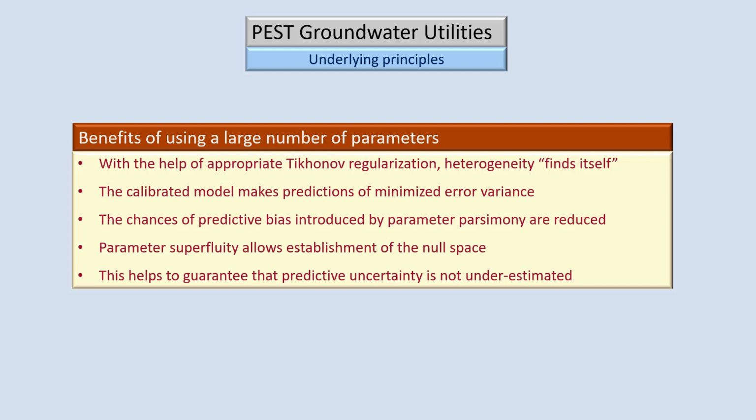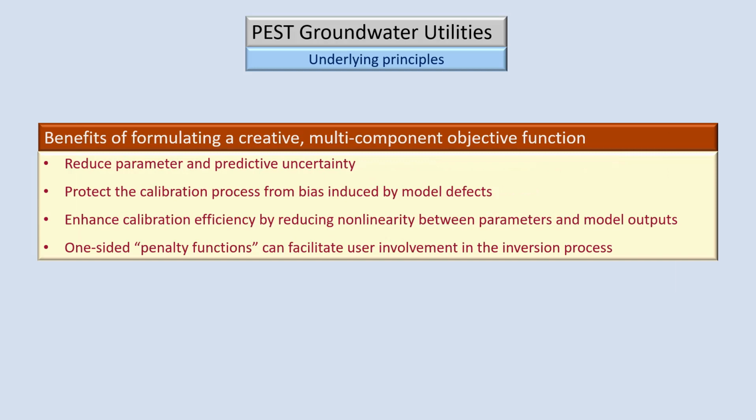The more parameters that we have, the more flexible does the inversion process become, the more robust it becomes, the more satisfying it becomes because heterogeneity can find itself rather than having to be placed in positions preconceived by the user. Of course, this only happens when regularization is properly implemented, and part of the role of these utilities is to assist in the implementation of Tikhonov regularization in a variety of groundwater modeling contexts.